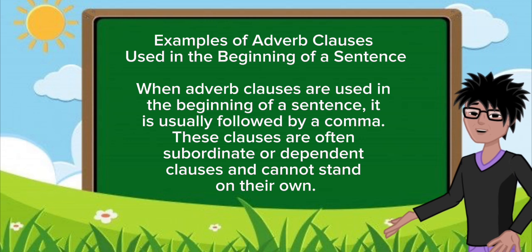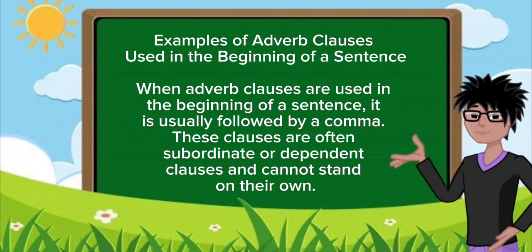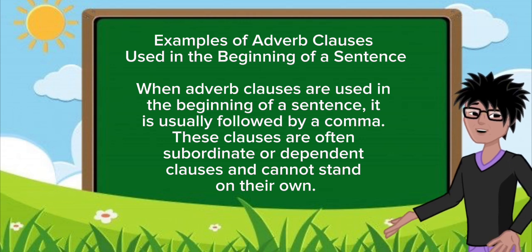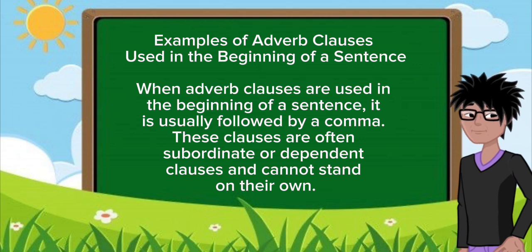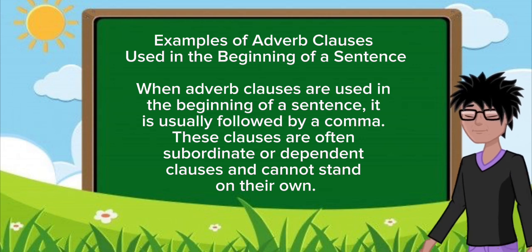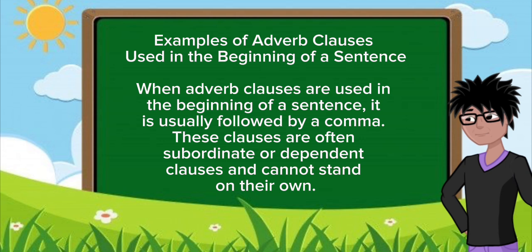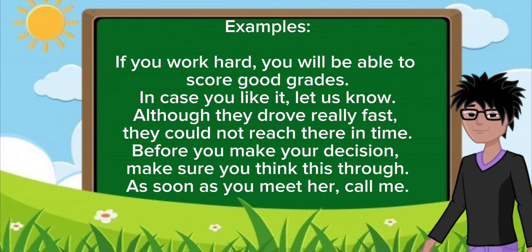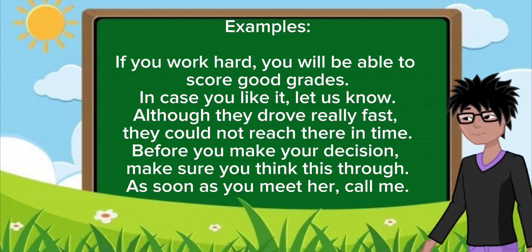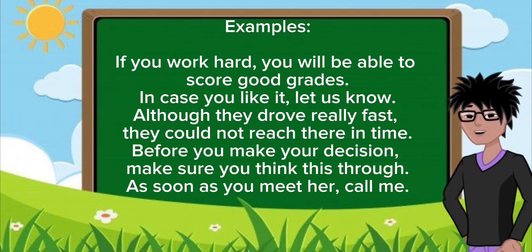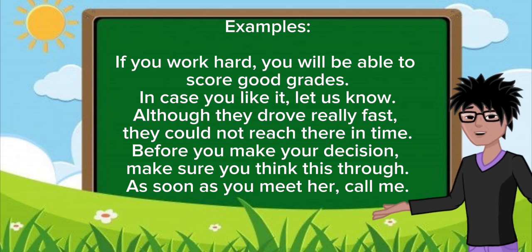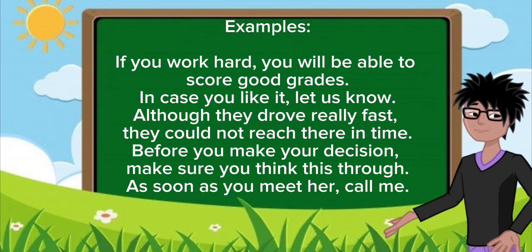Examples of adverb clauses used in the beginning of a sentence. When adverb clauses are used in the beginning of a sentence, they are usually followed by a comma. These clauses are often subordinate or dependent clauses and cannot stand on their own. Examples. Number 1. If you work hard, you will be able to score good grades. Number 2. In case you like it, let us know.